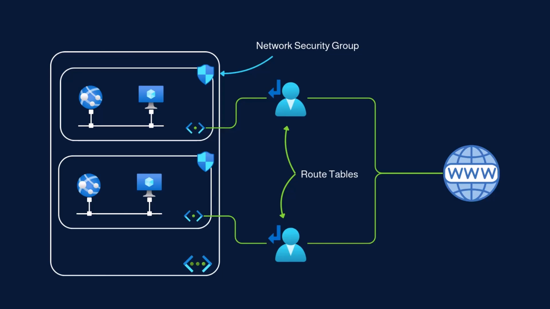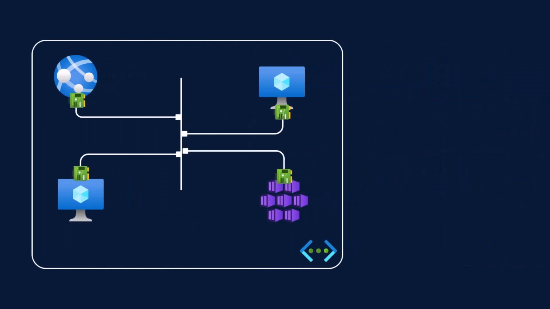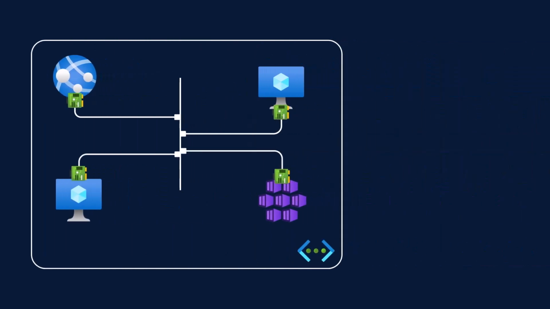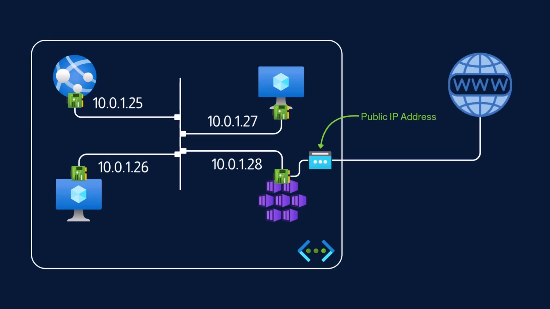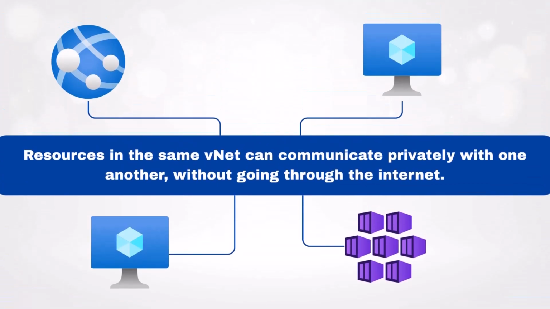flows within your environment. Each network-enabled resource connects to the virtual network through a network interface, or NIC. The NIC receives an IP address from the subnet, and if needed, it also gets a public IP for internet connectivity. It's important to note that by default, resources in the same virtual network can communicate privately with one another without going through the internet.